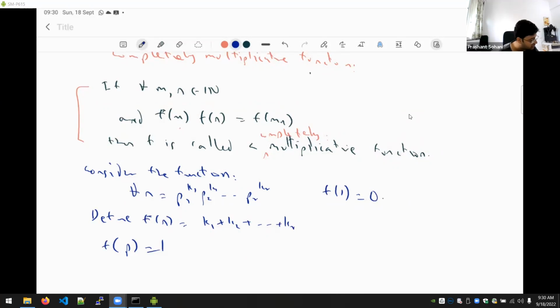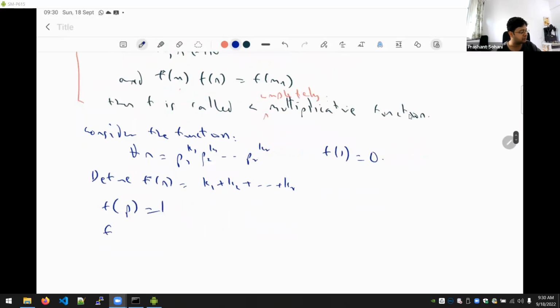Oh, wait. Actually, this is not even multiplicative. I think I made a mistake in using the example. This is an example of what can be called a log additive function, because f of mn is f of m plus f of n. It is not multiplicative at all. But do you see that it will have this property for all m and n?